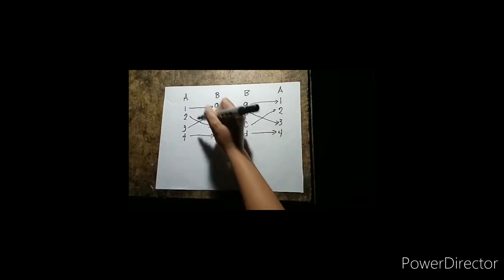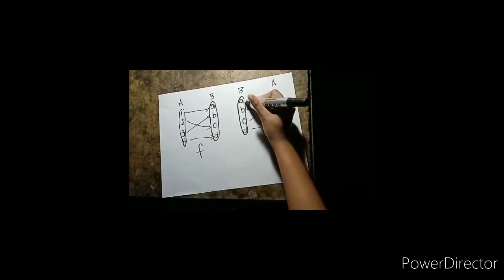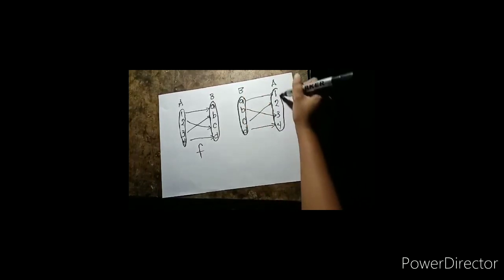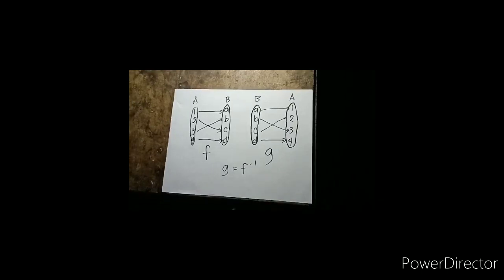So this is what we call function f, and this is function g. Well, in this case, we refer to g as the inverse of f, or we write it like this: g is equal to f negative 1. It is how we explain and describe the invertible function using a mapping diagram.